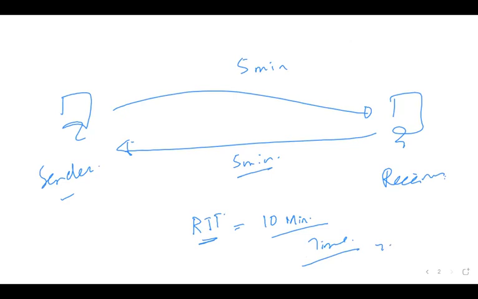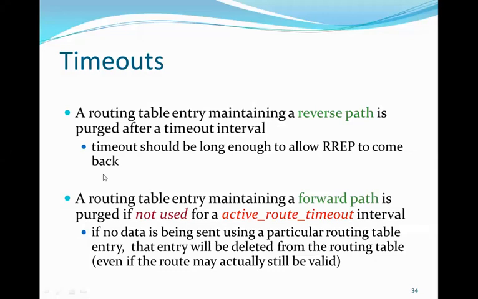As you can see here in this slide, a routing table entry maintaining the forward path is purged if not used for an active route time interval. For example, if you are not using this route for a longer period, then it should be deleted from the table. If no data is being sent using a particular routing table entry, that entry will be deleted from the routing table, even if the route may still be valid. So there is some lifetime of every route, and after that, the entry will be deleted from the routing table.